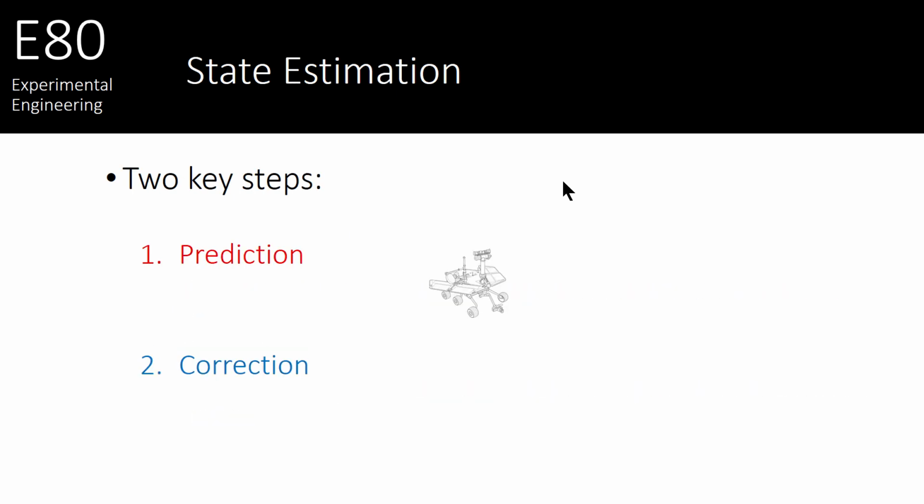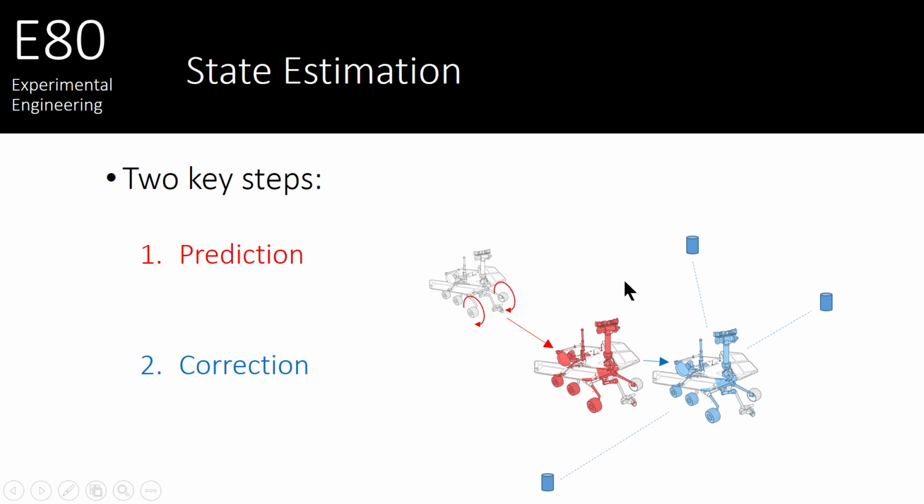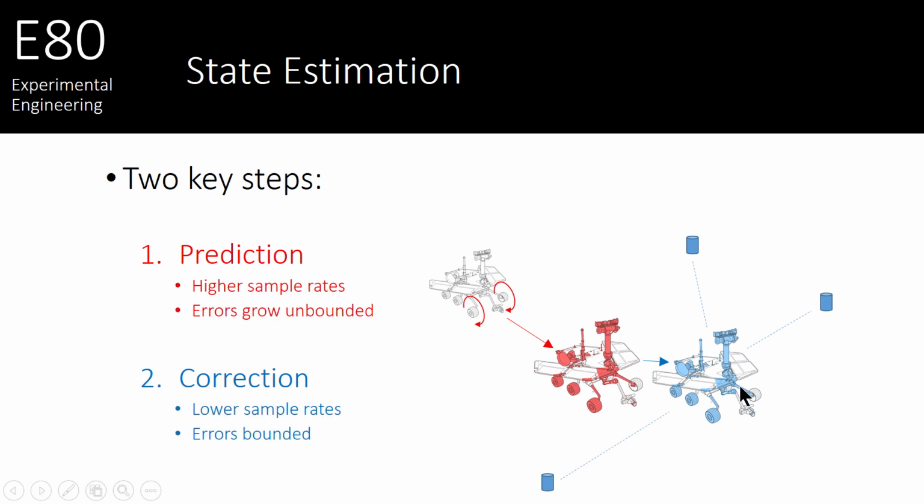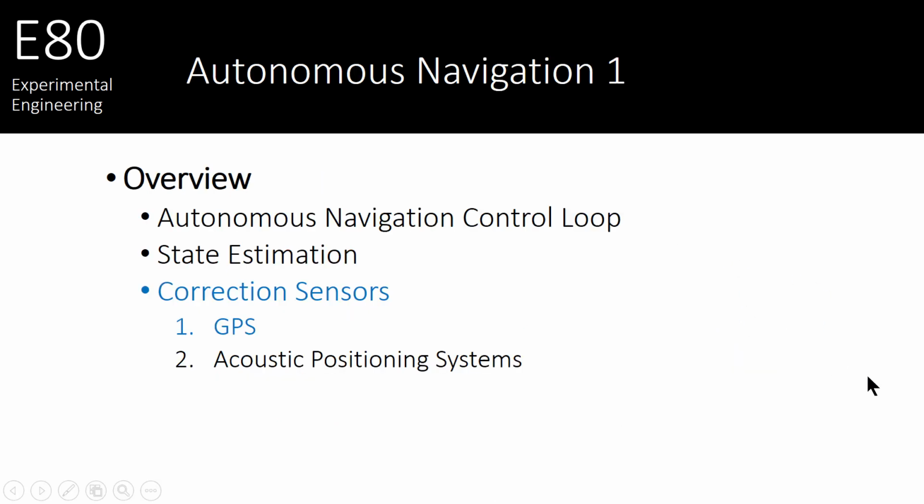Remember, with our two key steps, we have prediction that predicts where a robot might go, but then we'll probably have some form of correction, and the state estimator must fuse the predicted measurements with the corrected measurements. And as noted in the last video, typically errors associated with prediction will grow unbounded, and errors associated with correction will not. Well, that means that our correction sensors must be absolute. They must be with respect to some global coordinate frame, and that's typically what we do.